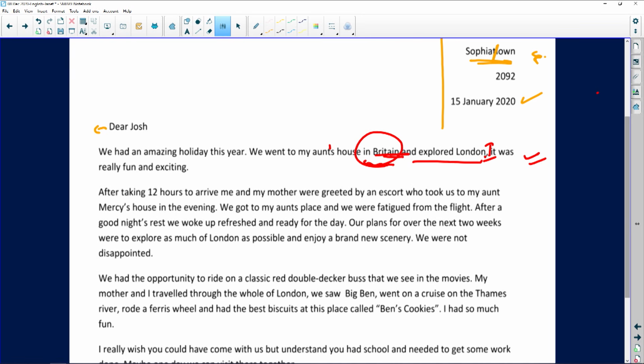But do you see I have a massive issue immediately with the next paragraph? After taking 12 hours to arrive, my mother and I were greeted by an escort. Sorry, so this is about the amazing holiday, is it? Who took us to my Aunt Mercy's house in the evening. Amazing holiday. We got to my aunt's place. Now, this is something that students battle with, not only in the letter, but in the essay. Moving in time and space.